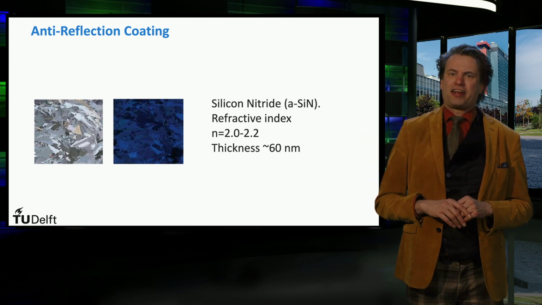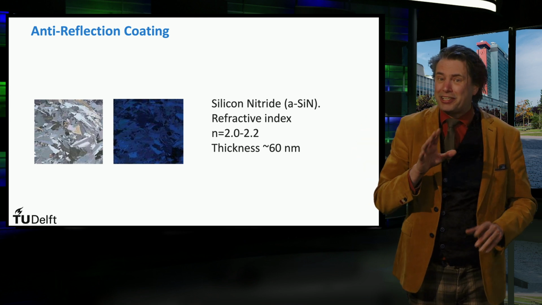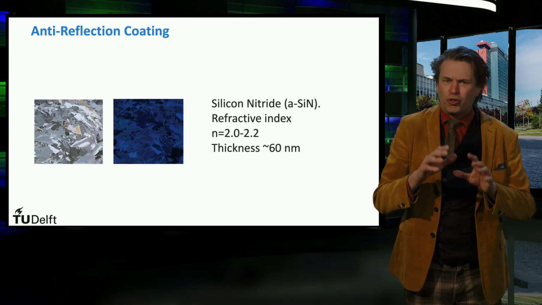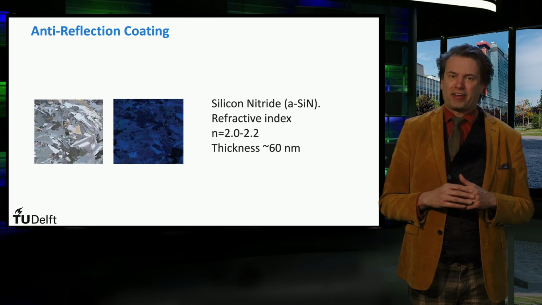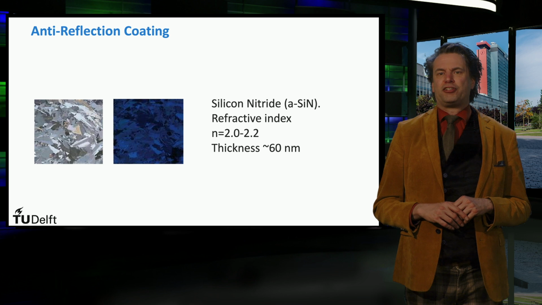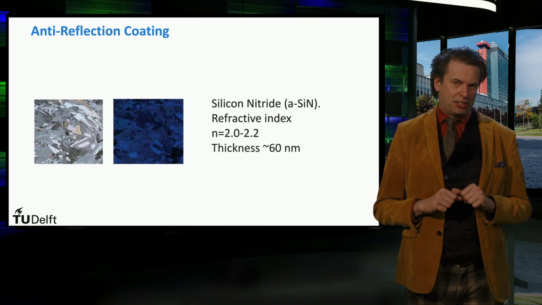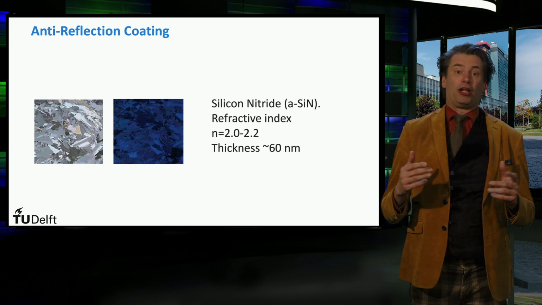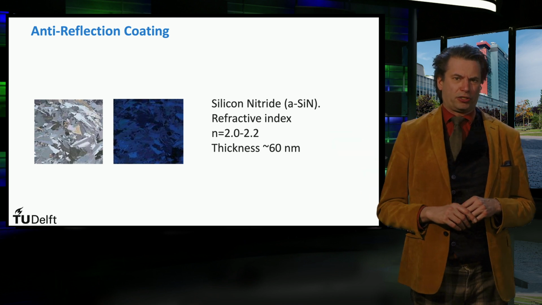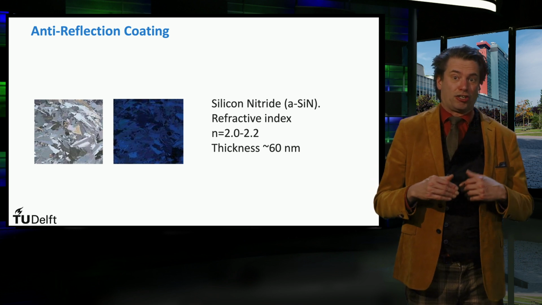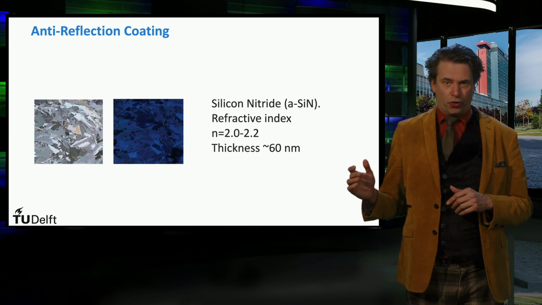Interestingly, the refractive index of silicon nitride is in the range of 2 up to 2.2 at 500 nanometers, close to the optimum for the refractive index grading approach. Typical thicknesses are in the same range as the 60 nanometers discussed earlier. Note that the surface of the solar cell looks a bit bluish. This shows that the reflection of blue light by the silicon nitride is larger than for other wavelengths.